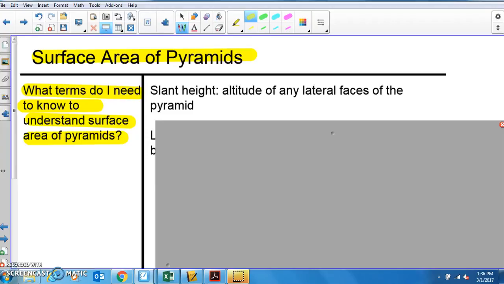Slant height refers, let me get this working. I have to turn the board off real quick, turn it right back on.